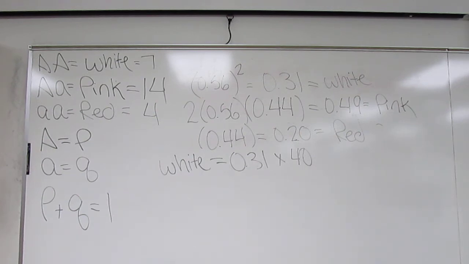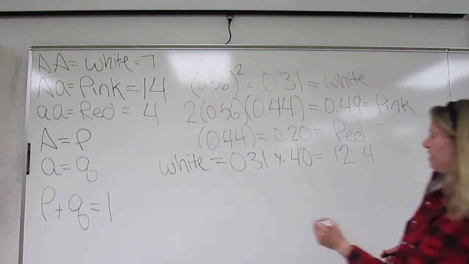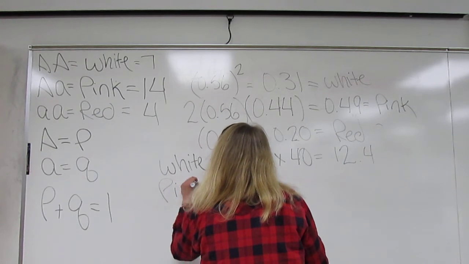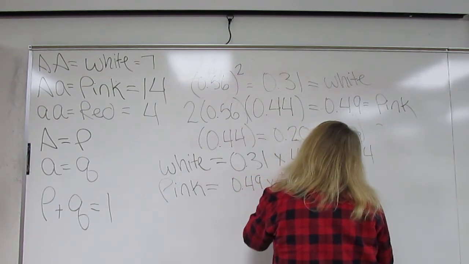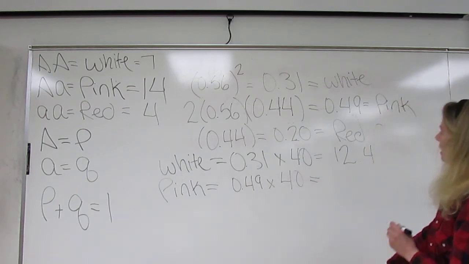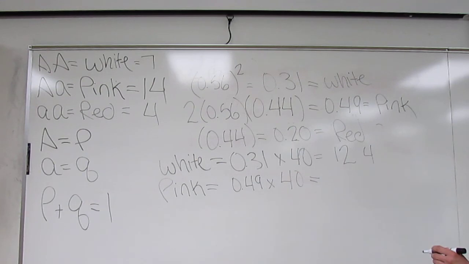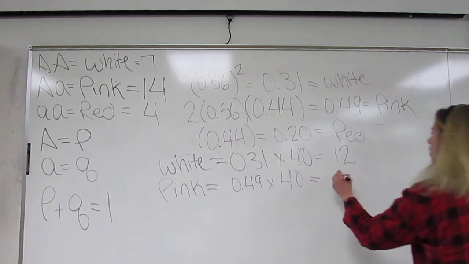Okay, I get 12.4. All right, now let's calculate our pink individuals in the new population. Okay, I'm getting 19.6, so I'm going to round that to 20. Oh, see, I made a mistake here. 12.4, these are whole individuals, so we can't have a fourth of an individual. So I'm rounding down to 12, but this next one I'm going to round up to 20.